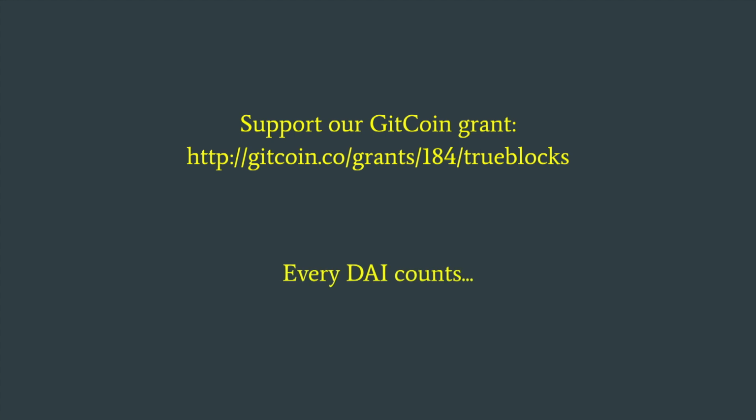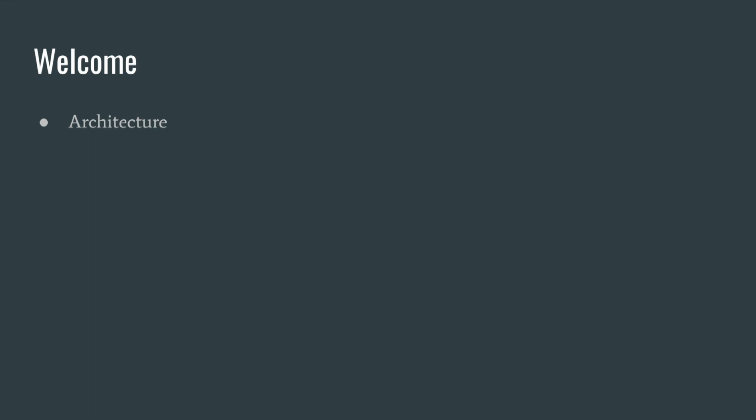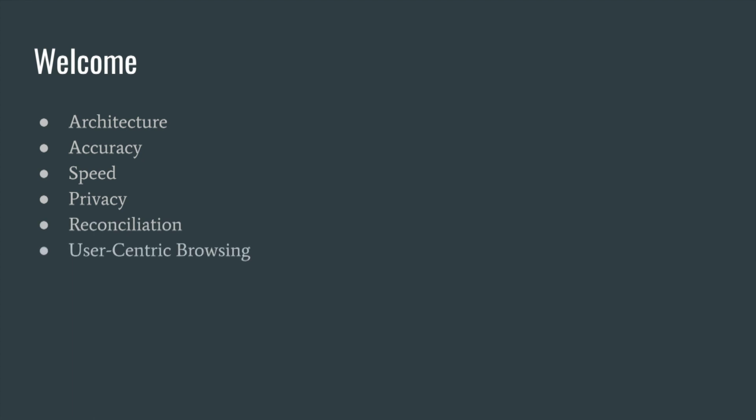I'm going to start with the architecture of the software, talk about some of the accuracy that we see on other platforms, and talk about why local software is both faster and way more private. I'm going to show you how we reconcile accounts, and then I'm going to talk briefly about something I call user-centric browsing. So just to get started with the architecture, of course you need an Ethereum node.